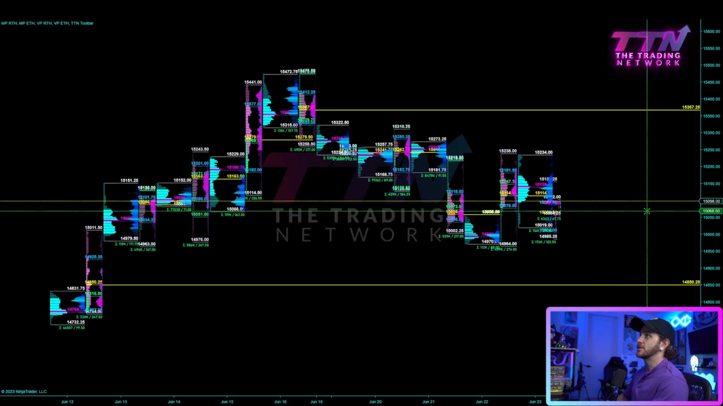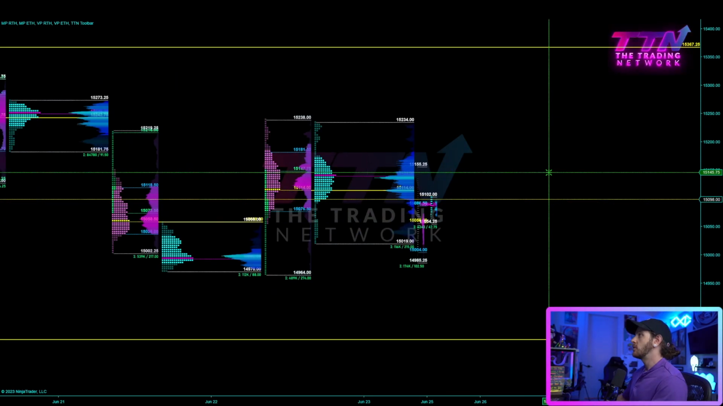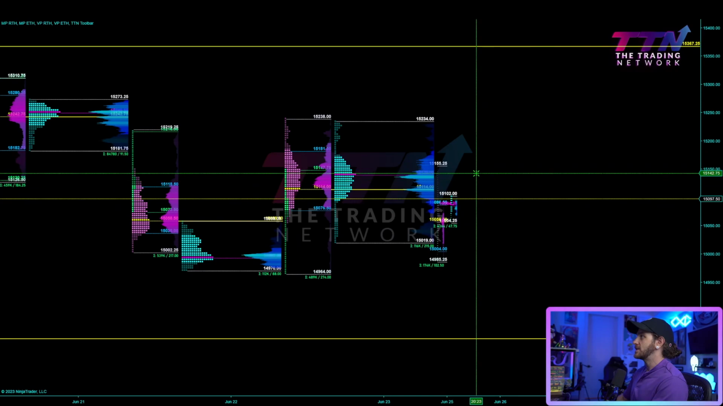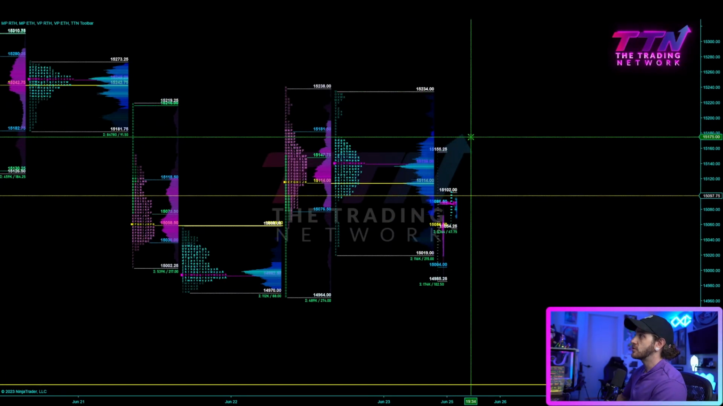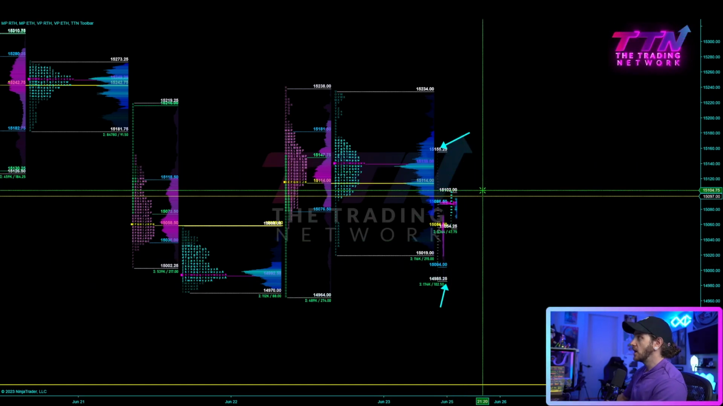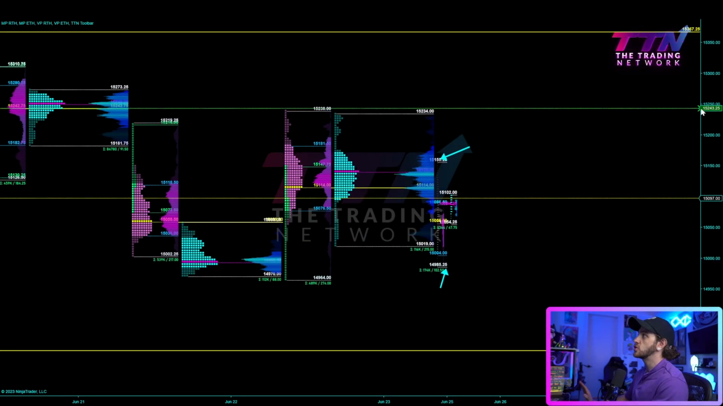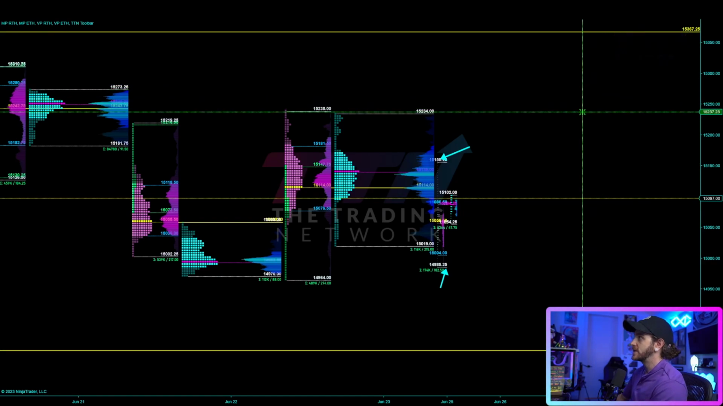Now, if I zoom out on the session profile, once again, you can see that we're basically right in the middle of these two profiles. Now, most immediately, what I will be looking at is the reaction to Friday's profile. The reaction to Friday's high and/or Friday's low is likely going to be telling in regards to which naked point of control we tap, right?